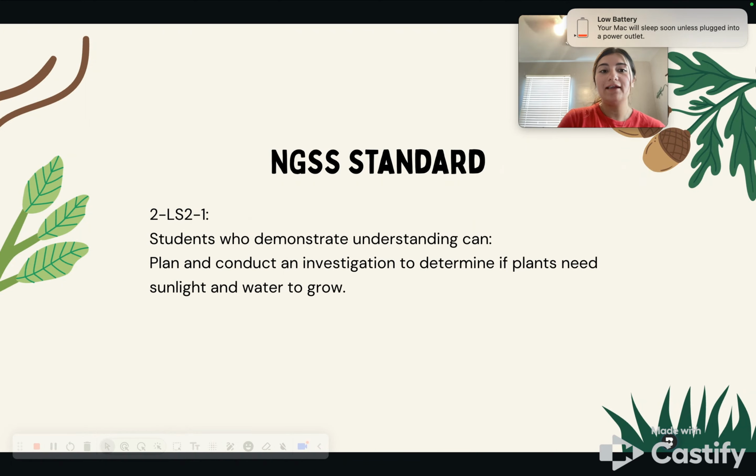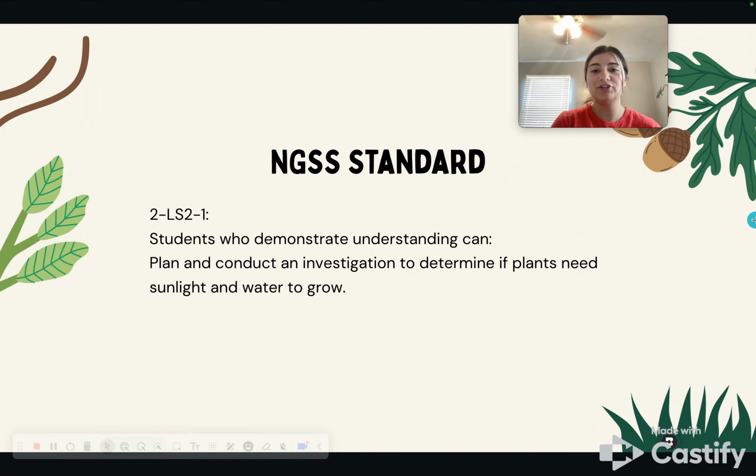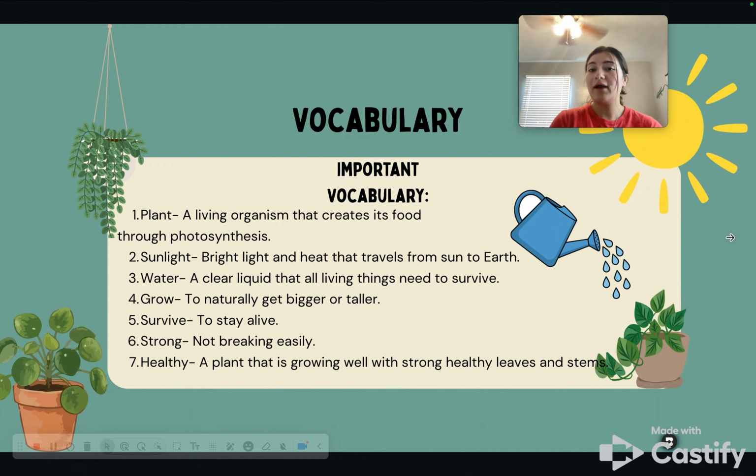2-LS2-1. And that says students who demonstrate understanding can plan and conduct an investigation to determine if plants need sunlight and water to grow. Now, I'm going to start by giving you some important vocabulary that we're going to need throughout this lesson. First is a plant, and a plant is a living organism that creates its food through photosynthesis.